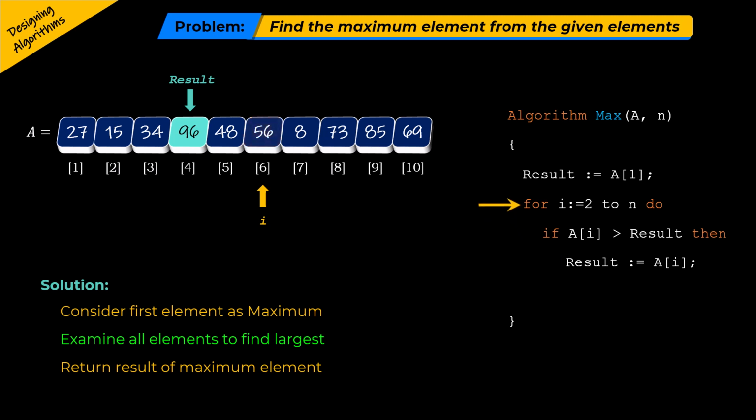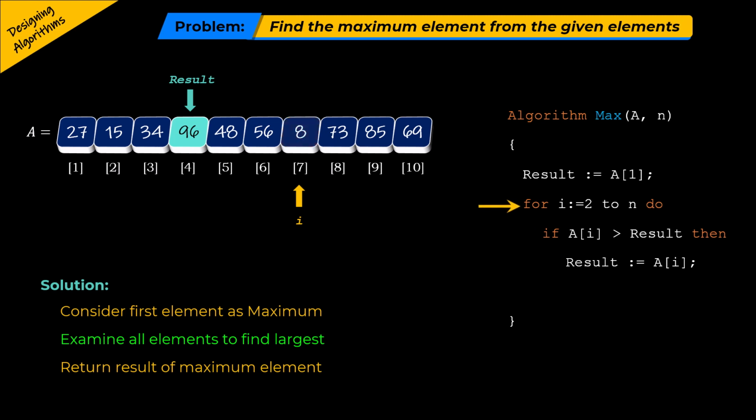Then we go back to the for loop where variable I will be incremented. So variable I was 6 and now variable I will be 7. Then we check the if condition. At this point we have I as 7. So a of 7, which is the element 8, is smaller than the result, which is 96. So the condition in the if statement is false, and since the condition in the if statement is false, the statement within the if statement will not execute.